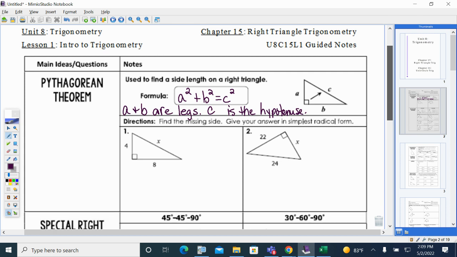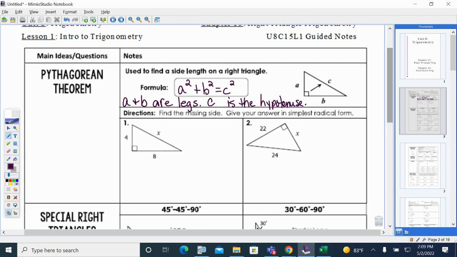In example number 1, the directions are telling you to find the missing sides, give your answer in simplest radical form. Number 1, we've got the 4 and the 8, and I know that those are the legs because those are the two sides that make up that right angle. And then across from that right angle is always the hypotenuse. So setting this up, we've got 4 squared plus 8 squared is equal to c squared. So 16 plus 64 equals c squared, and that's going to be 80 equals c squared.